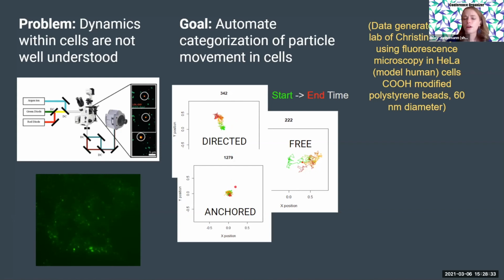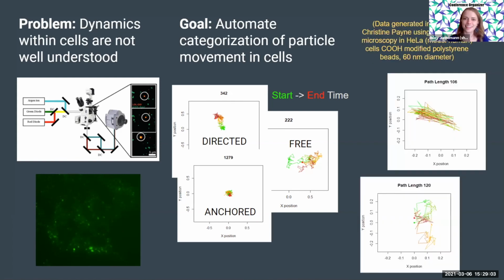Anchored particles are also attached to that molecular motor. But in this case, that molecular motor is not moving anywhere. It's staying in one place. So it's still tethered to a fixed point and fluctuating around that. And then finally, freely diffusing particles are not attached and are moving in a Brownian motion pattern based on collisions with other particles or the fluid inside the cell.